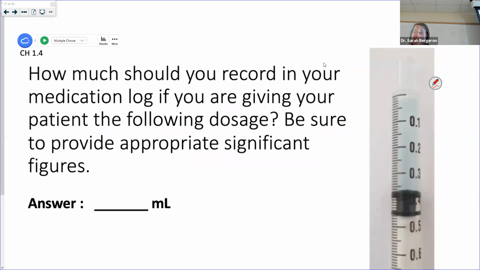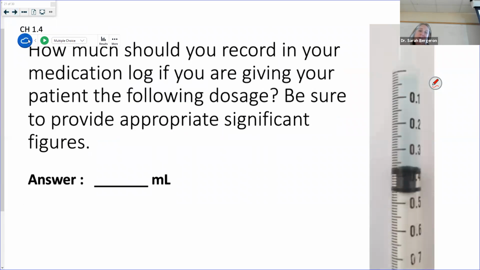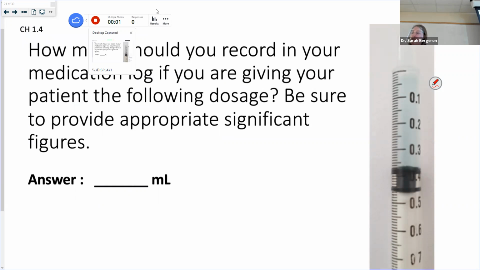All right, so now, I'm giving you one that you have to read. You ready? Okay, you read the syringe and you tell me, this is a, I forgot, wait, stop. This is supposed to be a short answer, but not a short answer, a numeric. Okay. So you actually have to type in, what should I record on my medication log if I'm giving my patient this dosage? What do I write?